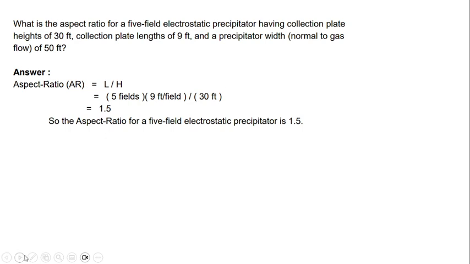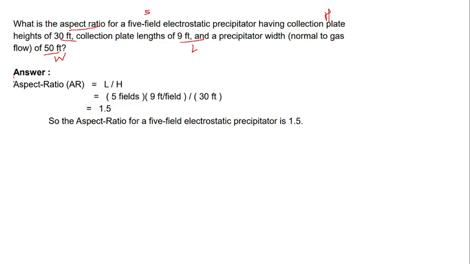So now the next problem is, what is the aspect ratio for a 5-field electrostatic precipitator having the collection plate height. The height of the plate is given as H is equal to 30 feet, the length of the plate L is given as 9 feet, and the width of the plate W is given as 50 feet. They are asking the aspect ratio.